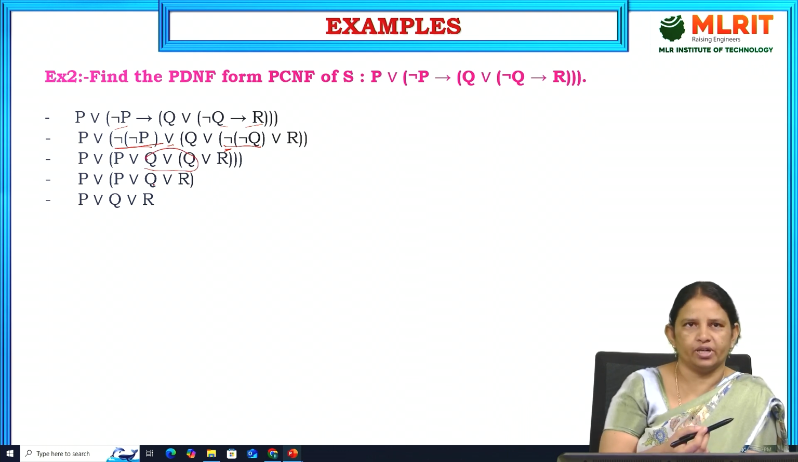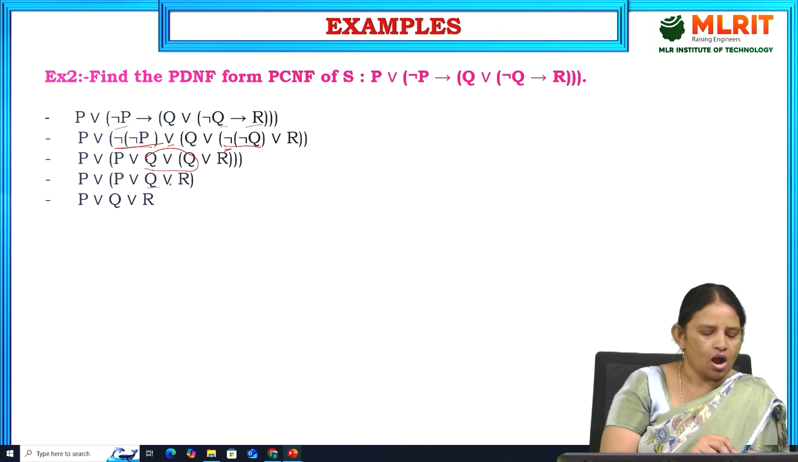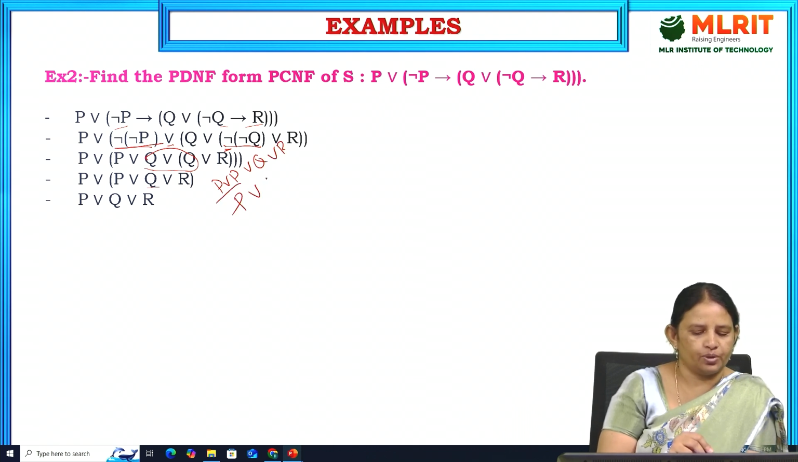So if a variable is repeated, we can write it only once. Again, P or P, then or Q or R. P or P is written only once. You can write P or Q or R.